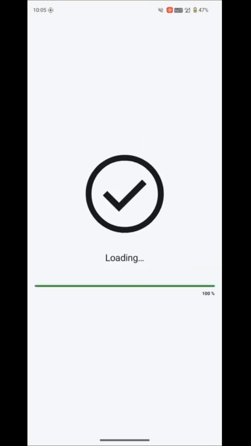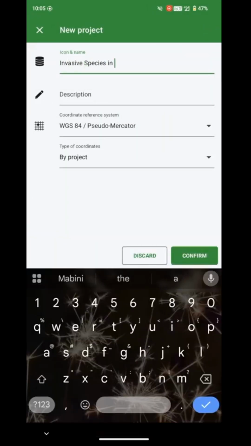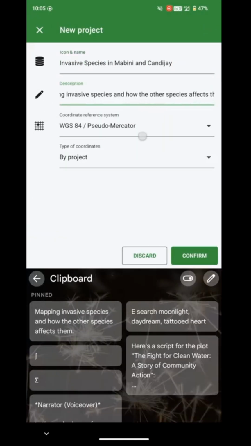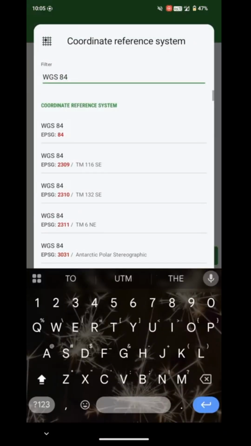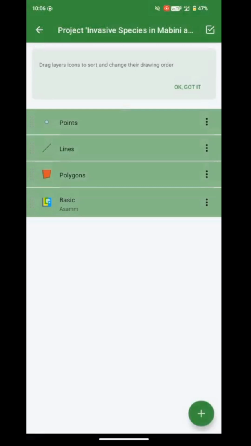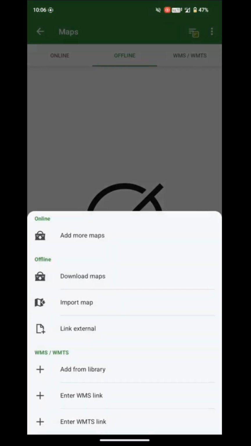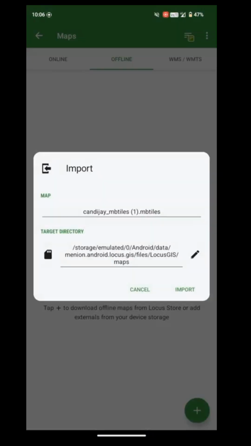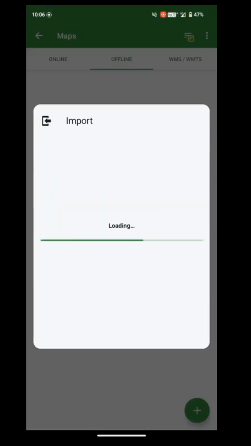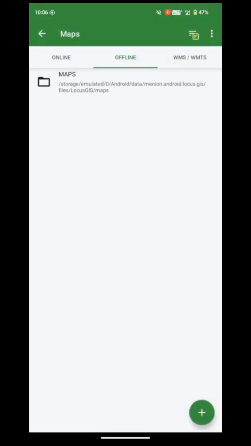Our research problem is entitled Invasive Species in Mabini and Candijay, Bohol. For today's video, we will show you the Mabini and Candijay forest area where the invasive species exist or live, how the other species affect them, and how Locus GIS helps to solve this problem. Locus GIS, a geographic information system, helps map out invasive species and other species by allowing us to visualize, analyze, and understand their spatial distribution and patterns.